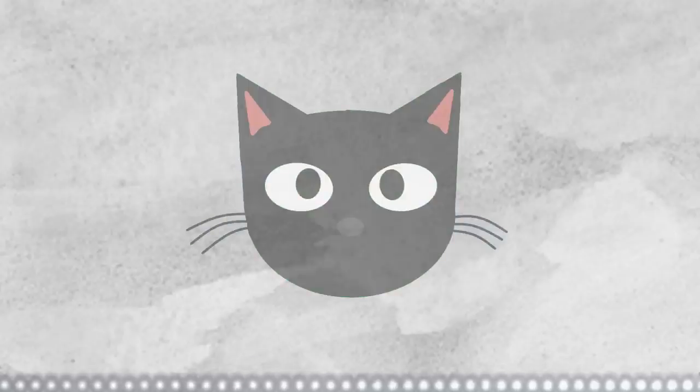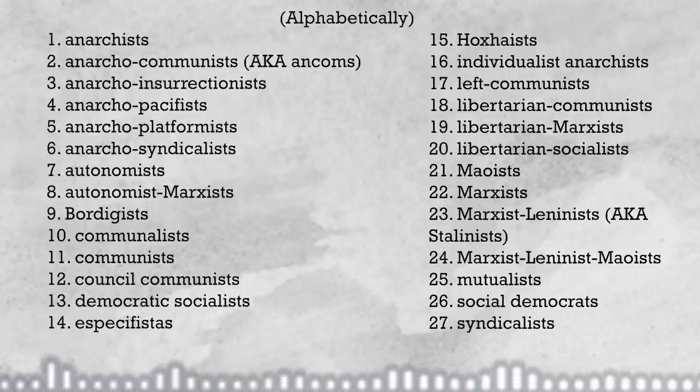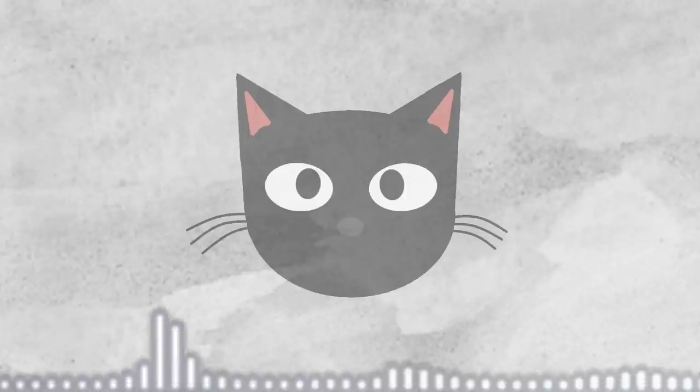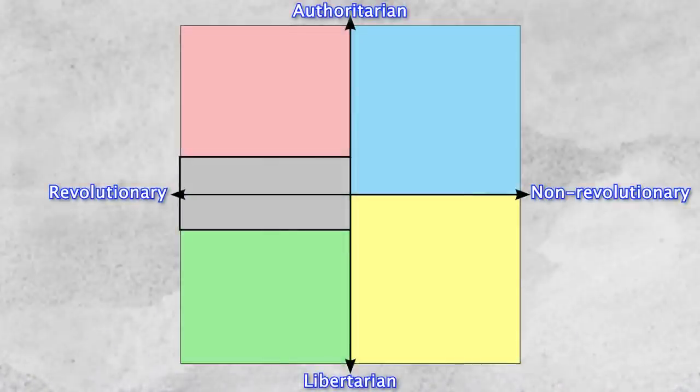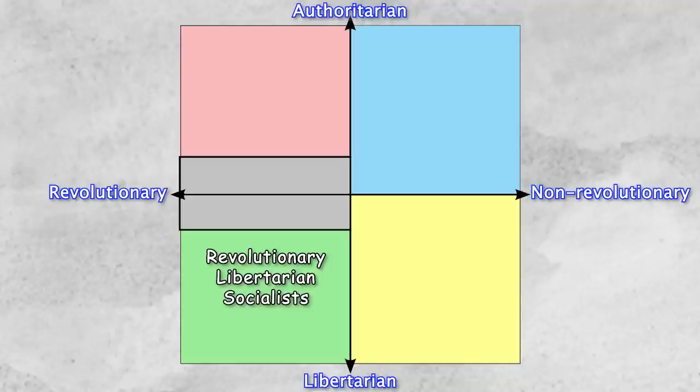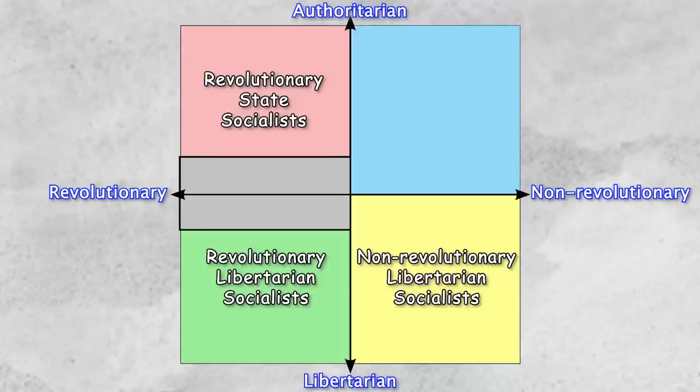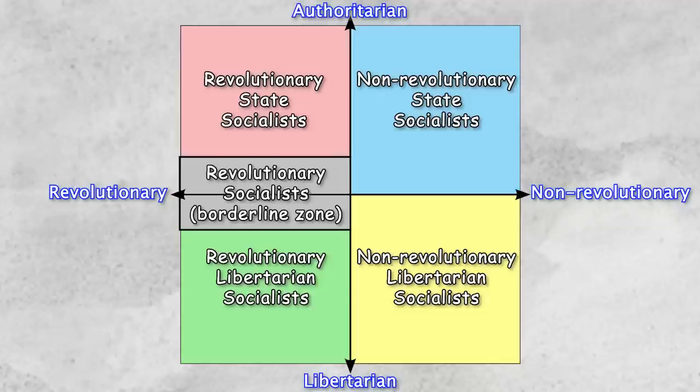Wrapping it up. Socialists have many different political philosophies with many different names. I listed 27 of them in this video, and there are more that I didn't even list. It can all seem overwhelming, but if you view them through the framework of the socialist political compass, then understanding the various types of socialists becomes a lot easier, because you're able to cluster them into just 5 broad categories. Revolutionary libertarian socialists, non-revolutionary libertarian socialists, revolutionary state socialists, also known as vanguardists, non-revolutionary state socialists, also known as electoral socialists, and last but not least, revolutionary socialists on the border between libertarian and authoritarian.